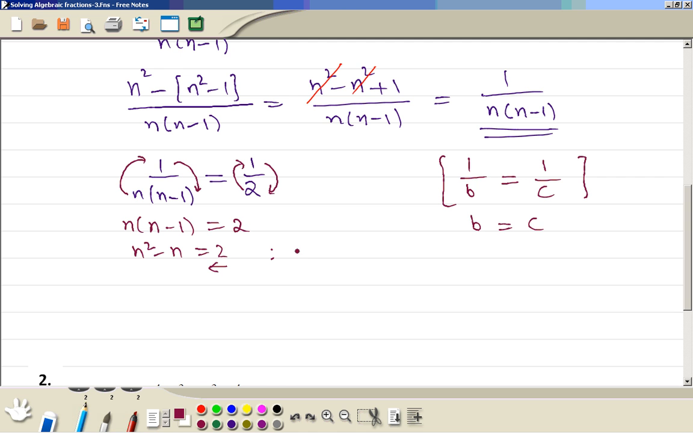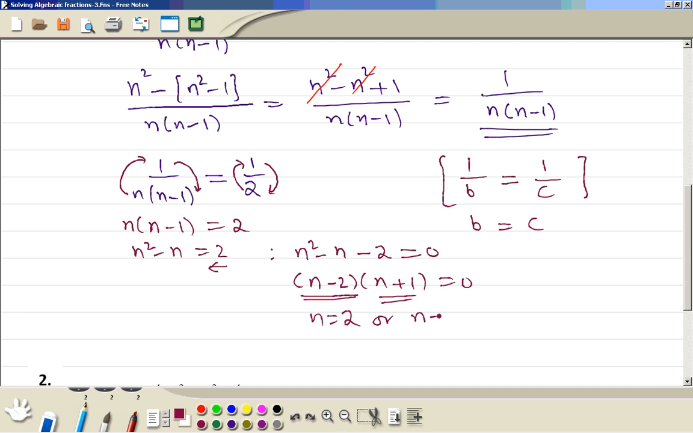Take everything to the left hand side, n squared minus n minus 2 equal to 0. Factorize. Factors of minus 2 that add up to minus 1: minus 2 and plus 1. Put this bracket equal to 0, you get n equal to 2. Put this bracket equal to 0, you get n equal to minus 1.